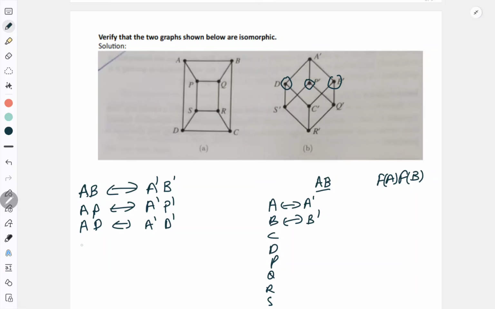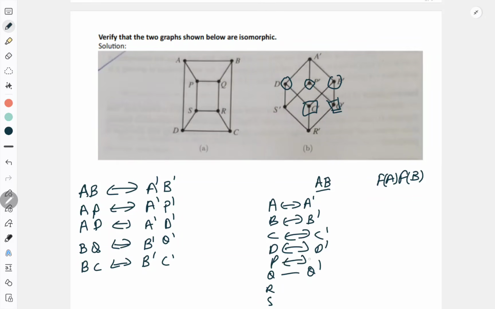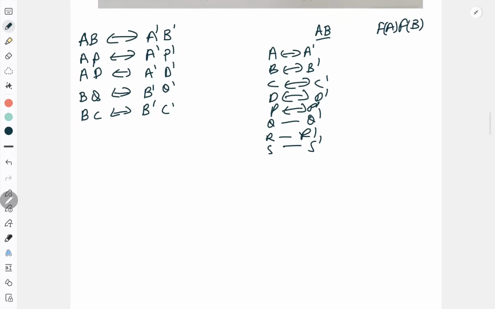Now A is done. Now you target B. BQ is there and BC is there. Now I know that the image of B is P dash. Now you see B dash is connected to which ones? It is connected to Q dash and it is connected to C dash. So C dash here you put, Q dash here you put. So very easily it is coming: Q is Q dash, B is C dash. So everything will map like this only: D dash, P dash, R dash and S dash, over. So they are isomorphic. Very simple.